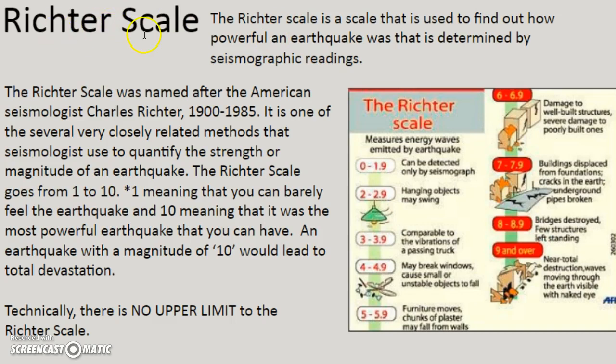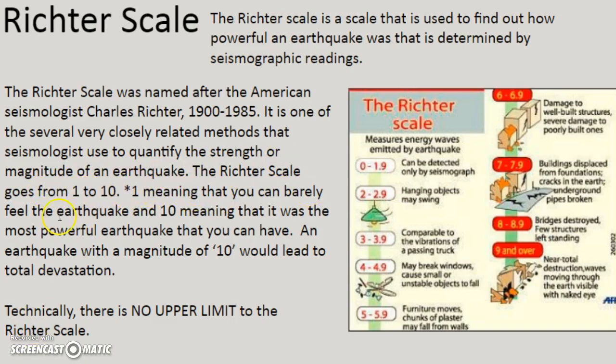So let's look at the Richter scale. The Richter scale is a scale that is used to find out how powerful an earthquake was, determined by seismographic readings. The Richter scale was named for the American seismologist Charles Richter. He lived from 1900 to 1985. It's one of several very closely related methods that seismologists use to quantify the strength or magnitude of an earthquake. The Richter scale goes from 1 to 10.